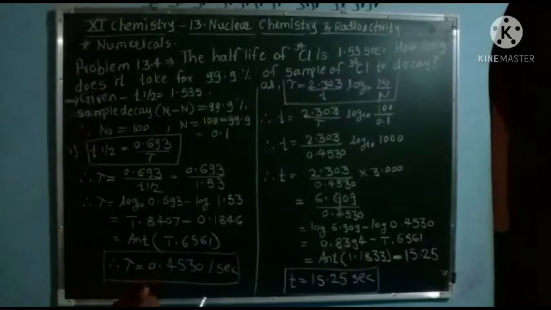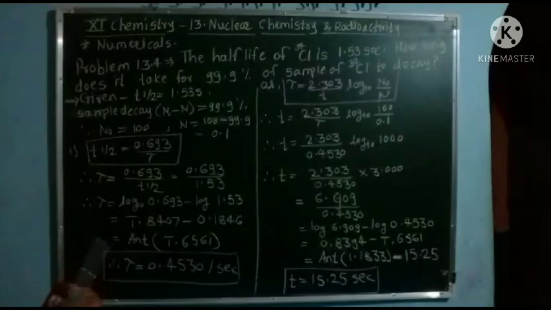Means first we should know the given things, from that what we have to find and which formula we should use. From that we can calculate the value of lambda, the value of T, and the initial concentration or number of nuclei at a given instant. Now we'll go to the next problem.